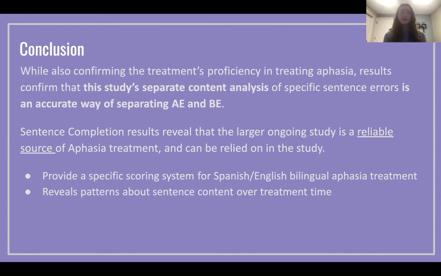The differences in these two charts are important because they indicate that the separation of aphasia errors and bilingual errors as created in this study using the novel scoring system was an effective way of separating them. Sentence completion results also reveal that the larger ongoing study is a reliable source of aphasia treatment and can be relied on. This is because as aphasia treatment went on, the sentences became more and more complete.